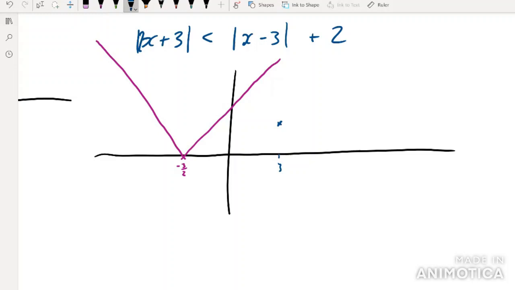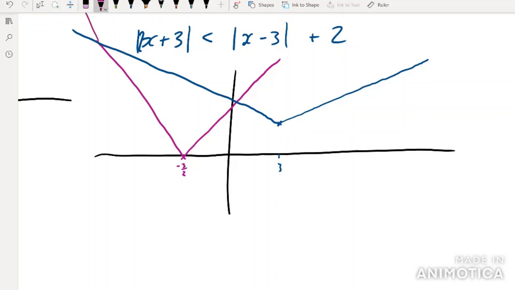So it's going to go that way, with gradient 1, so something like that. Okay, now we've sketched that out, how is that helpful?